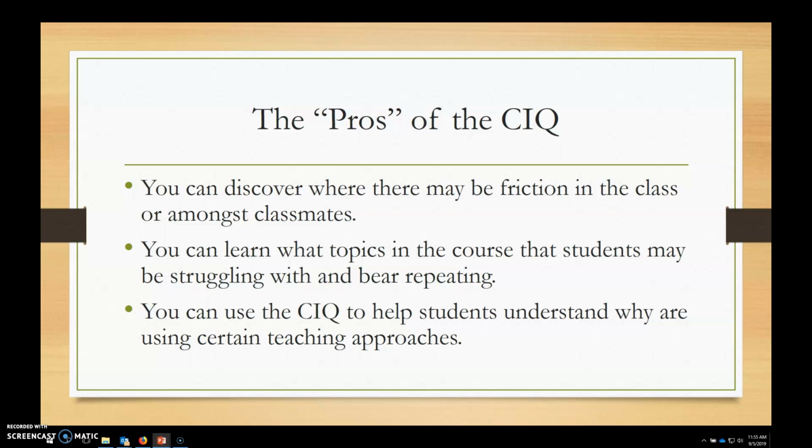Some pros of using the CIQ: you can discover where there may be friction in the class or amongst classmates. You can learn what topics in the course students may be struggling with and bear some repeating. You can also use the CIQ to help students understand why you are using certain teaching approaches, which can be important if students are resisting your teaching methods. This gives you an opportunity to explain why you may be using certain techniques.